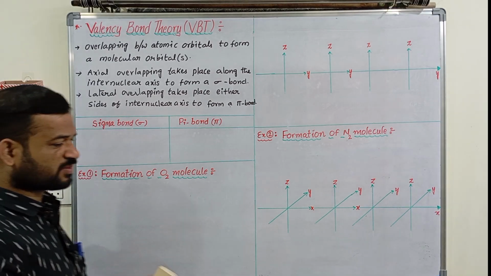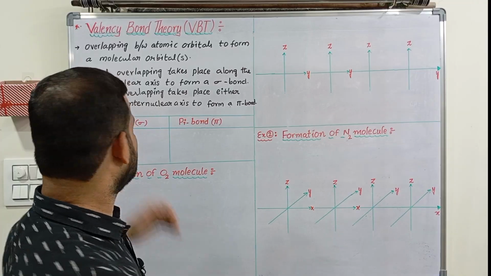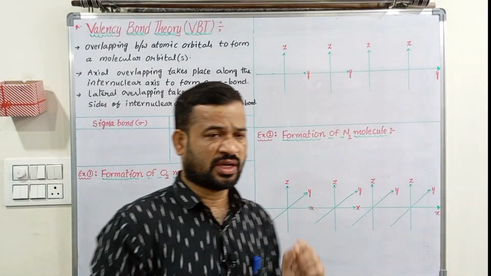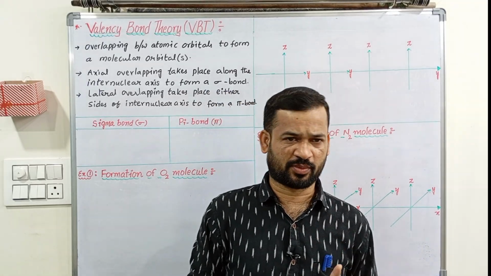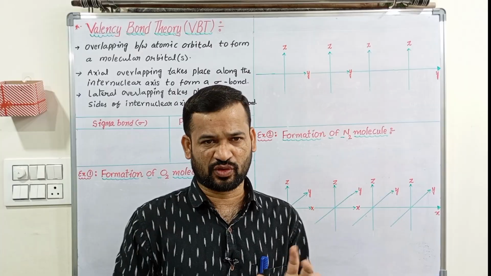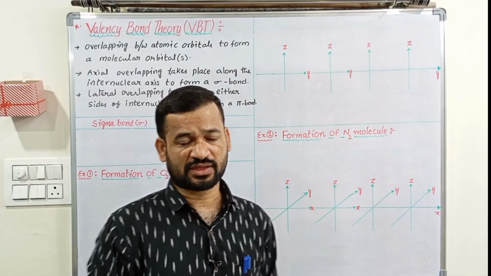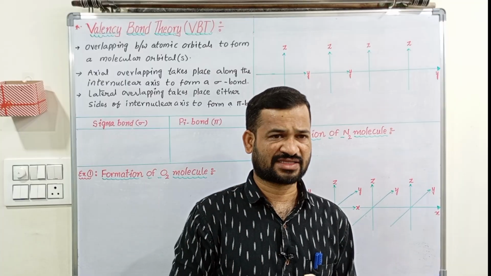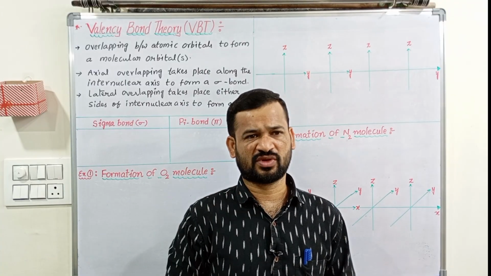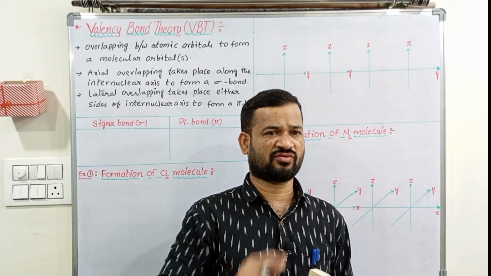So here two types of overlapping will occur: axial overlapping, and second one is lateral overlapping. This axial overlapping is also called end-to-end overlapping or head-on overlapping. Lateral overlapping is also called sidewise overlapping or co-lateral overlapping. Understand? First, axial overlapping will occur, and then lateral overlapping will occur. Due to the axial overlapping between the atomic orbitals, a sigma bond will be formed.